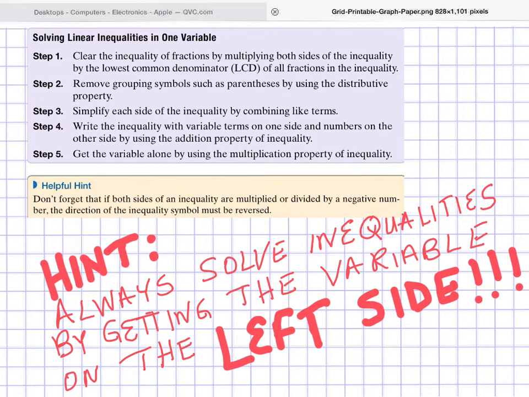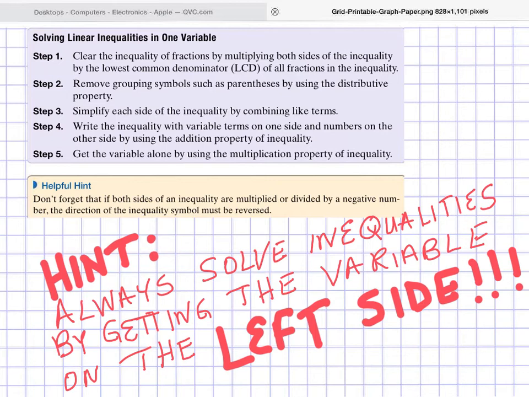Number 2, remove any grouping symbols such as parentheses by using the distributive property. 3, simplify each side of the inequality by combining like terms. Number 4, write the inequality with variable terms on one side and numbers on the other side by using the addition property. Now, it says write the variable on one side. I say always write the variable on the left side when you're solving an inequality.